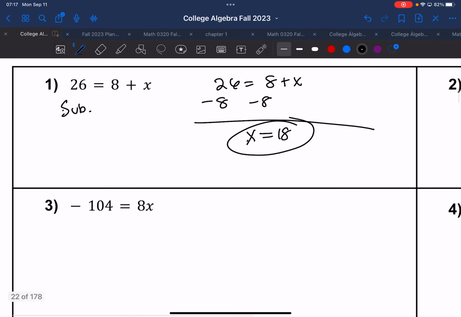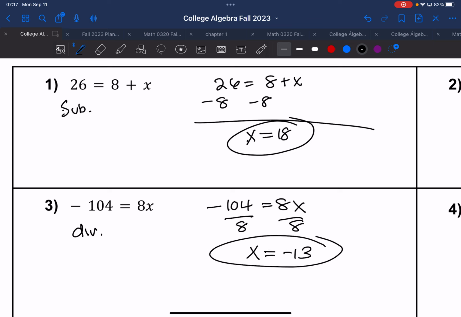Since number 3 is already up here, we have negative 104 equals 8x. What's the operation to get x by itself? Divide. So we divide both sides by 8, and we get x is equal to negative 13.